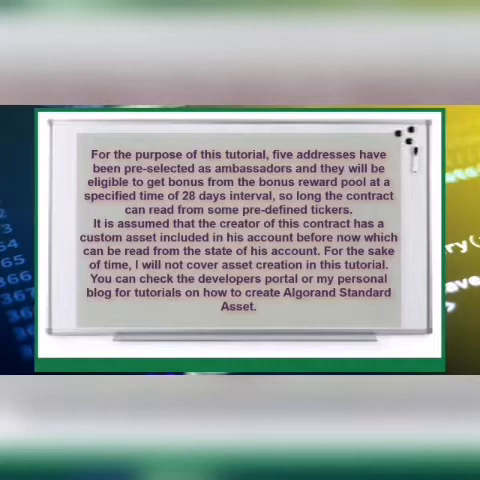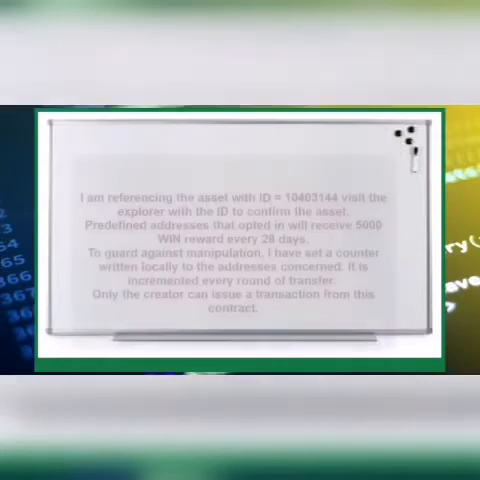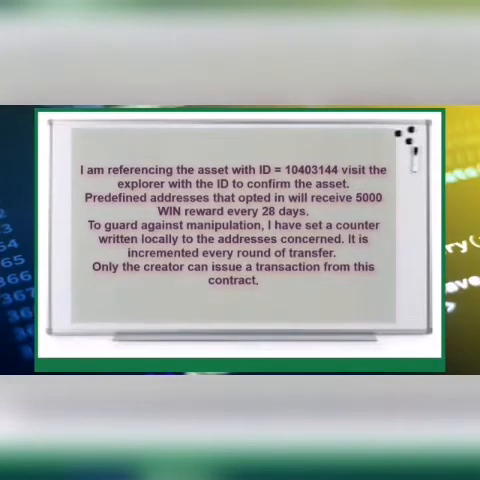It is assumed that the creator of this contract has a custom asset in his account before now, which can be read from the state of his account. For the sake of time, I will not cover asset creation in this tutorial. You can check the developer portal or my personal blog for tutorials on how to create an Algorand Standard Asset. I will use the asset with reference ID 10403144. Predefined addresses that opted in will receive a 5,000 WIN reward every 28 days.